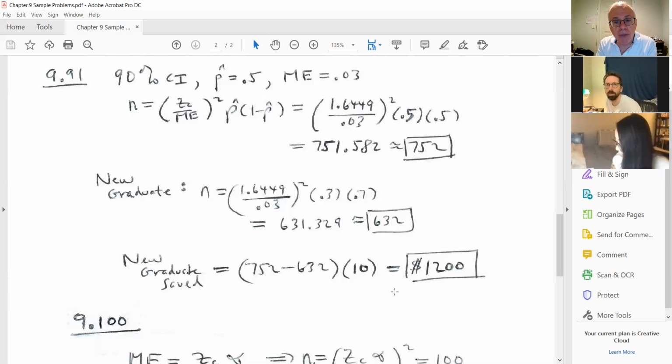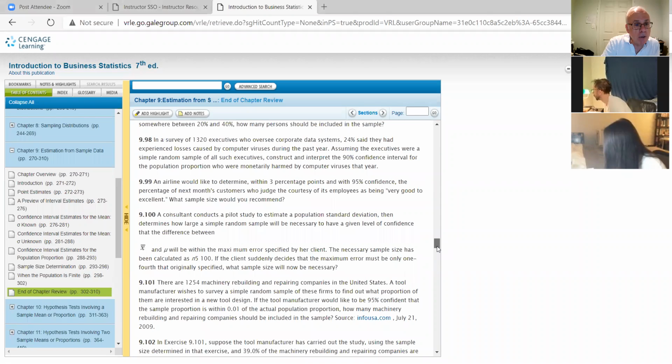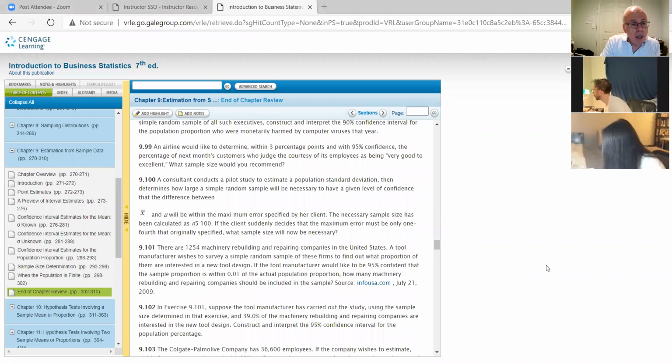All right, let's look now at the next problem, which is problem 100. Let's look at the problem itself on the next page. 100, here we go. A consultant conducts a pilot study to estimate a population standard deviation, then determines how large a simple random sample will be necessary to have a given level of confidence that the difference between the sample mean and the population mean will be within the maximum error specified by her client.